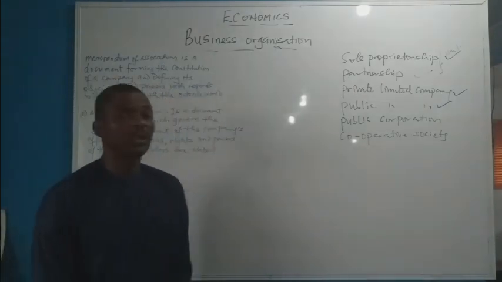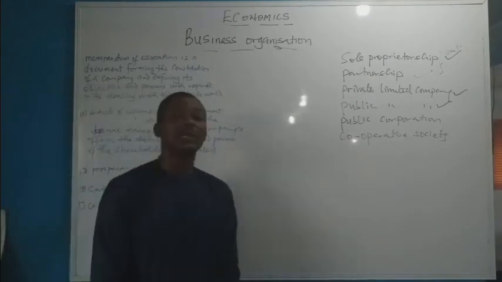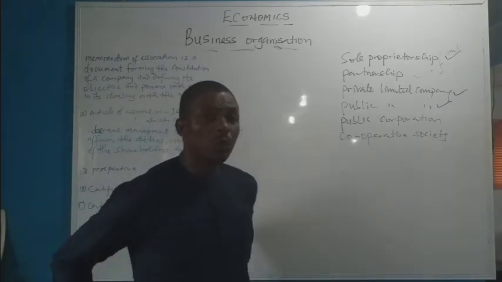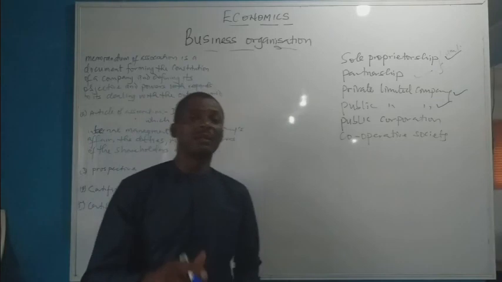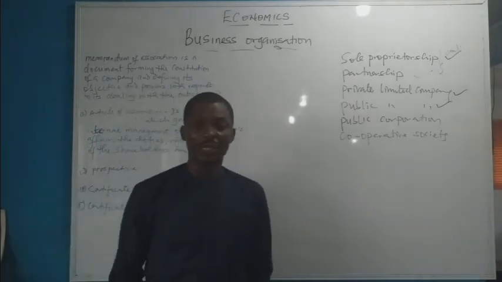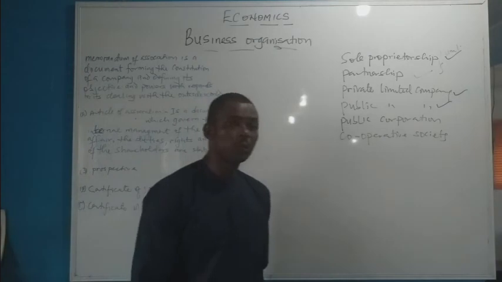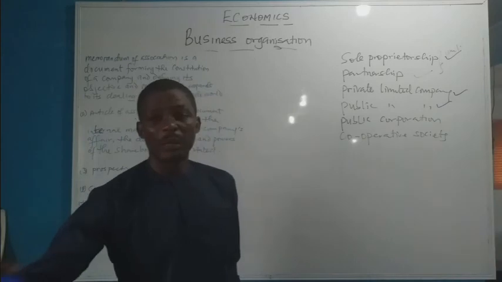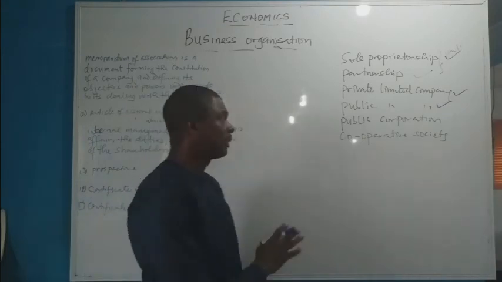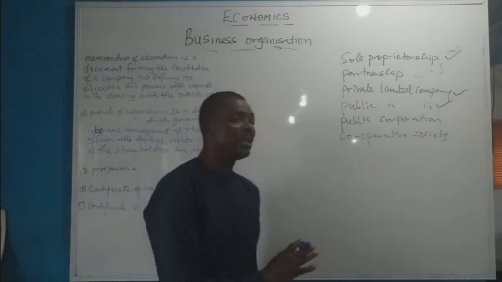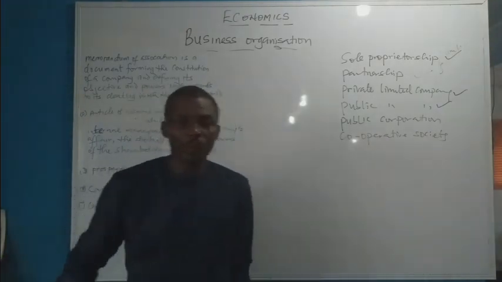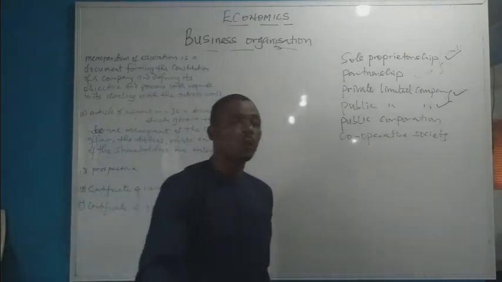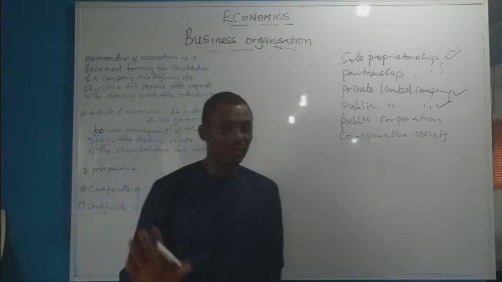Alright, lastly, we go straight to the cooperative society. And what is a cooperative society? It's a business organization owned and managed by people with like minds, who form an association together. They come together to protect their business interests with the aim of helping one another. It is an association of people with an interest in protecting one another in order to increase their welfare. That is the cooperative society.